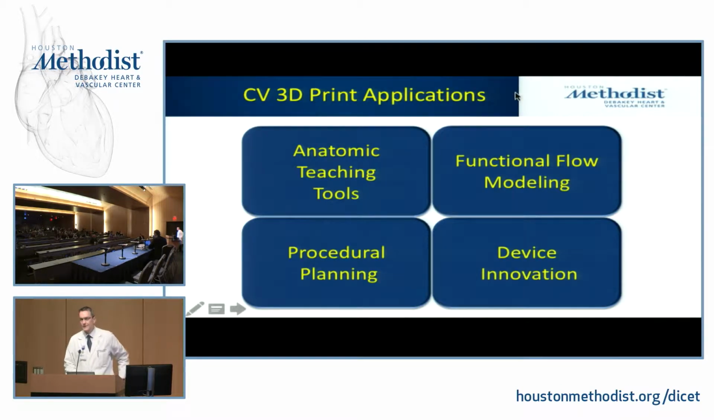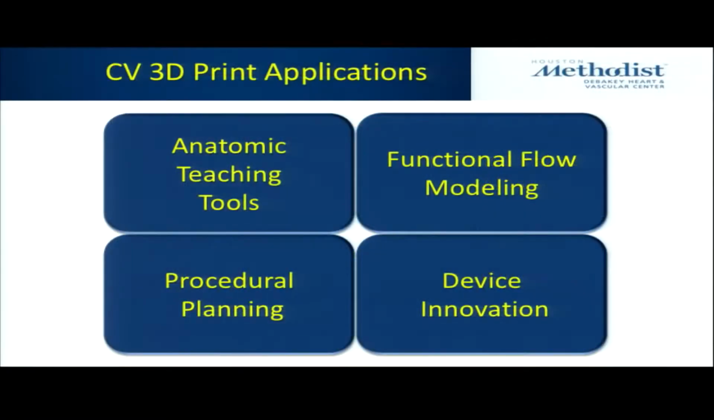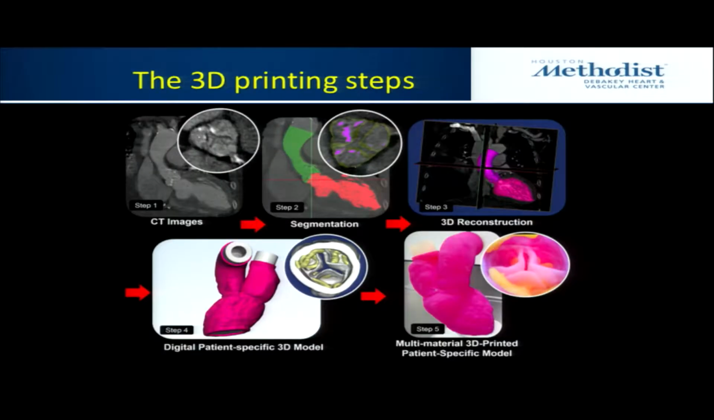So the 4 big applications for 3D printing are shown here. Anatomic teaching tools, I'll show you some more examples of that. Functional flow modeling, that's an increasing activity that we and other centers are getting involved in. Procedural planning, that's probably the biggest obvious impact for 3D print modeling. And then device innovation, particularly in structural heart, and knowing what the device will do in a particular patient before you put it in the patient is very impactful.